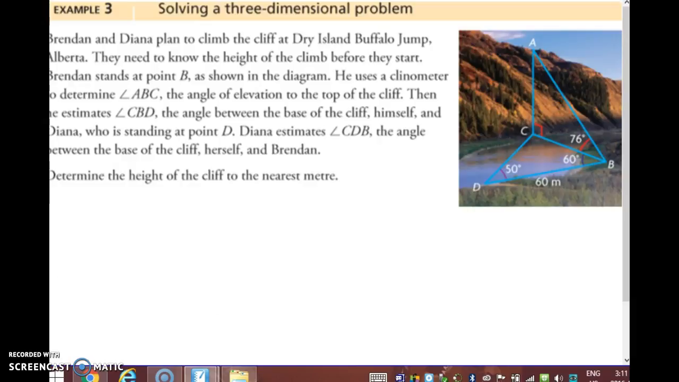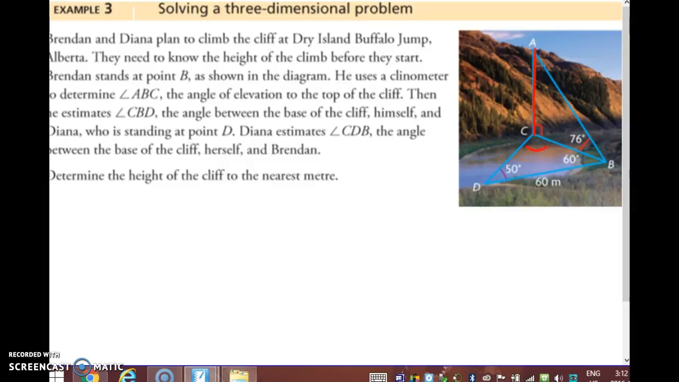Okay, looking at example 3, Brendan and Diane climbed the cliff at Dry Island Buffalo Jump in Alberta. They need to know the height of the climb before they start. Brendan starts at point B as shown in the diagram. He uses a clinometer to determine the angle ABC, the angle of elevation to the top of the cliff. Then he estimates the angle CBD, the angle between the base of the cliff, himself, and Diane, who's standing at point D. Diane estimates CDB, the angle between the base of the cliff, herself, and Brendan. Determine the height of the cliff to the nearest meter. So what we want to find is the height of the cliff.